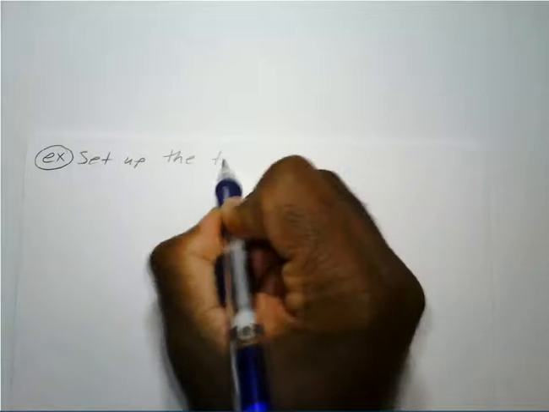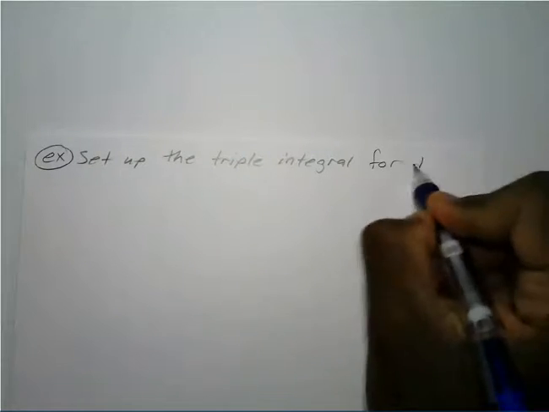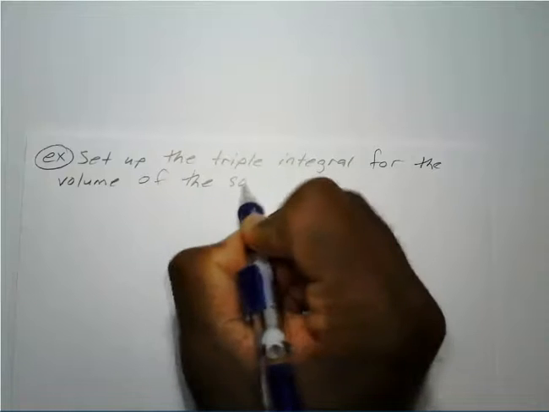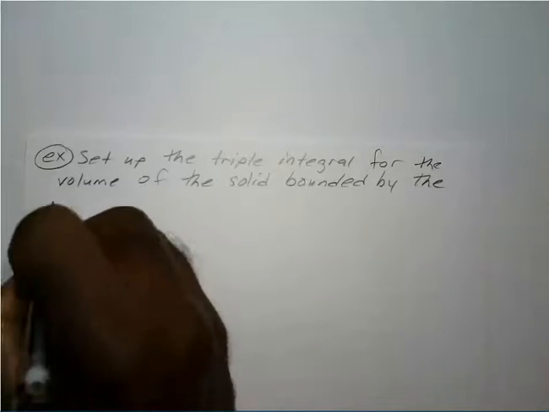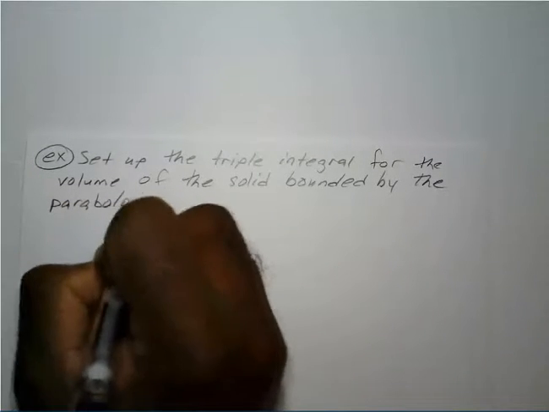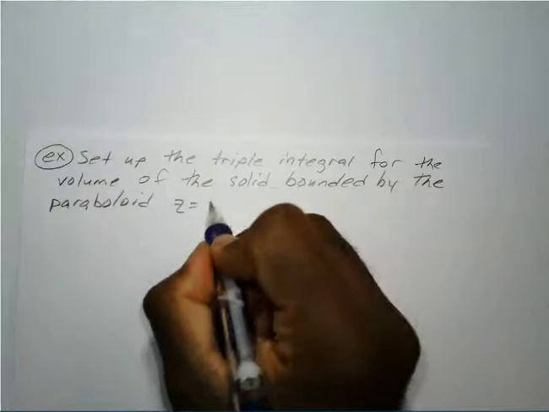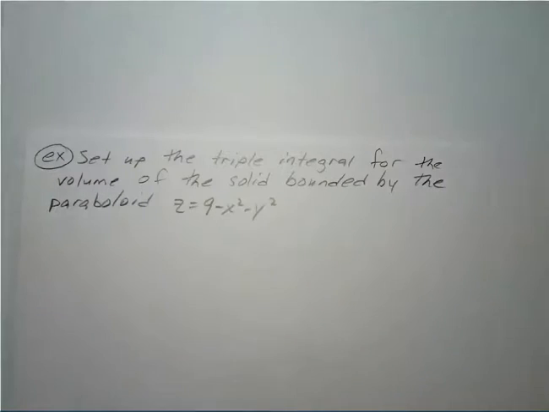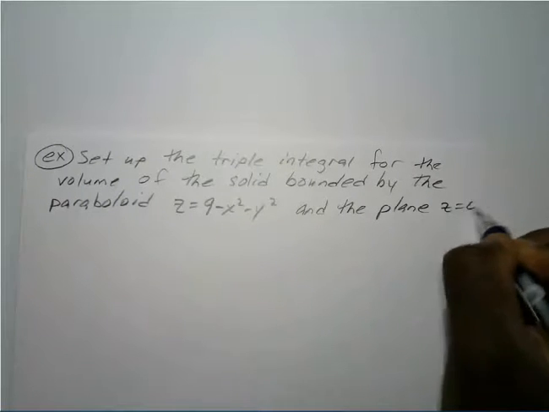Alright, so let's say, for example, what if you want to set up the triple integral for the volume of the solid bounded by the paraboloid z equals 9 minus x squared minus y squared, and the plane z equals 0.